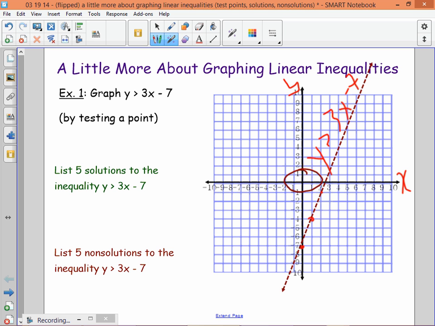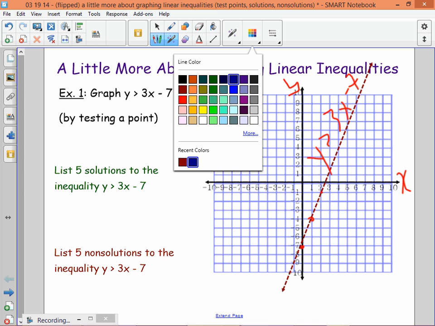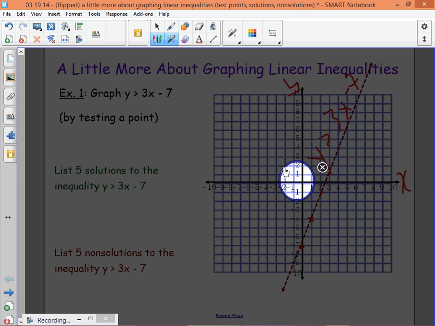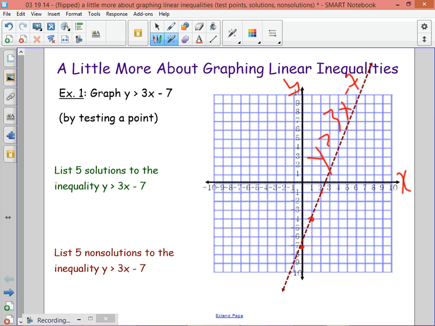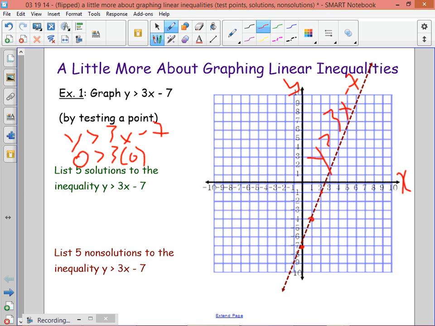Once I pick that point, I'm just going to change the color of my magic pen. Once I pick this point right here, 0, 0, I'm going to plug it into my inequality. So if I plug 0, 0 into y greater than 3x minus 7, y is going to be 0. 0 is greater than 3 times 0 minus 7, which means 0 is greater than -7.